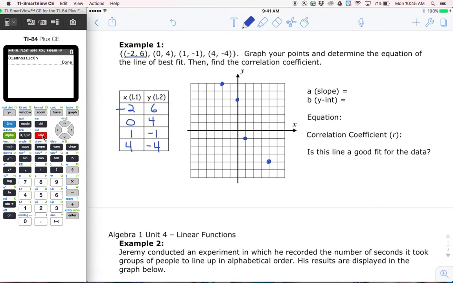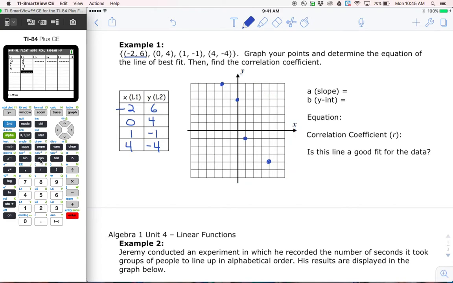Go ahead and go to stat edit like we usually do, and we're going to type in these points. So we see -2 and 0 and 1 and 4. On the right we've got 6 and 4 and -1 and -4. Now some of us have gotten into the habit of only typing in a couple of points. You have to type in all the points if we have a scatter plot. Your calculator has to consider where every single point is if it's going to give you the best fit for all those points. So type in all the points.